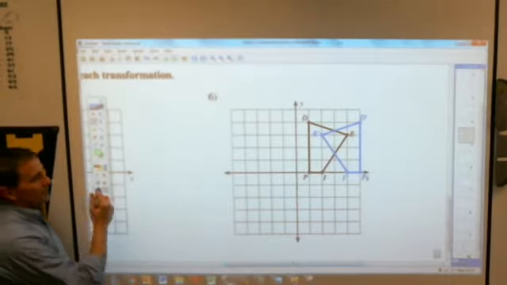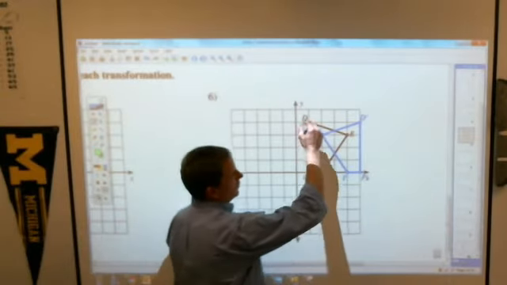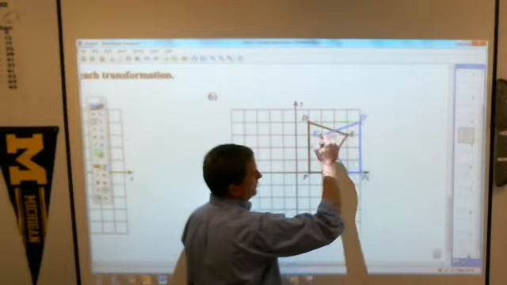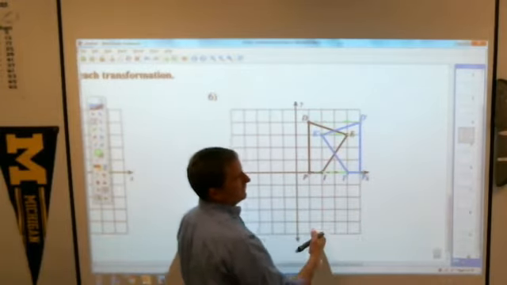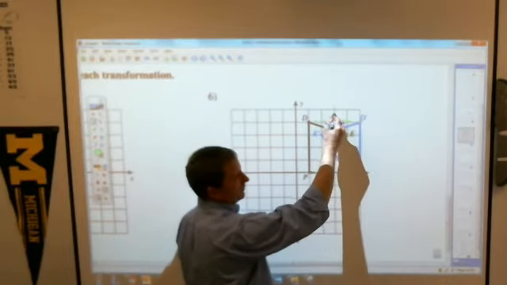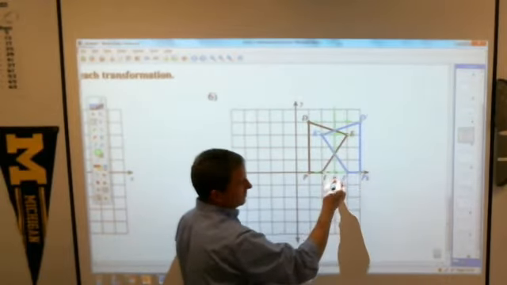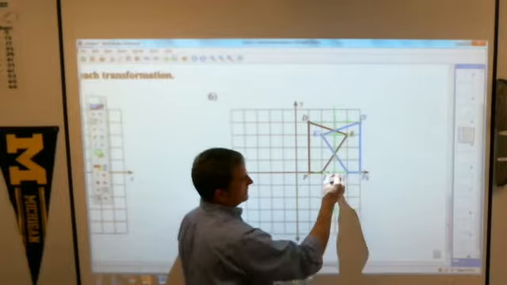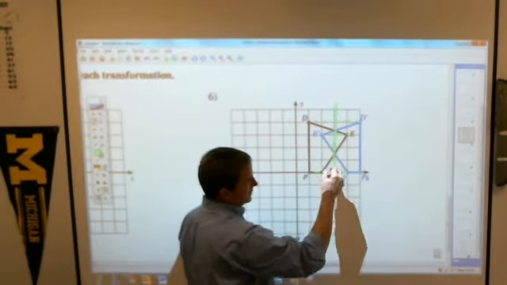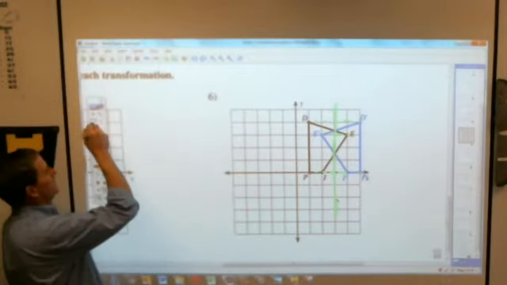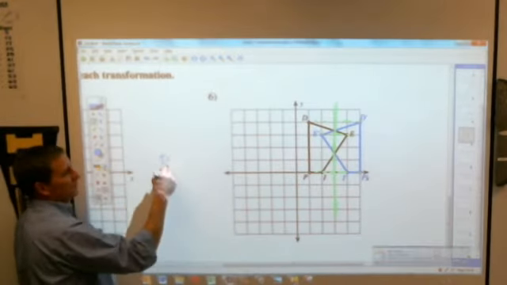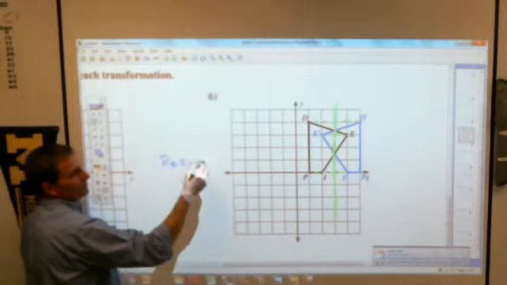Really, you just have to think about this. How did I go from D to D prime, E to E prime, I to I prime? And then think about drawing a perpendicular line through the exact middle of where those dashed lines gave you. So what is your reflection? Let's write that out. The reflection, it's reflected about what?